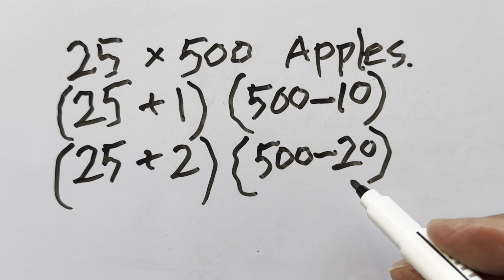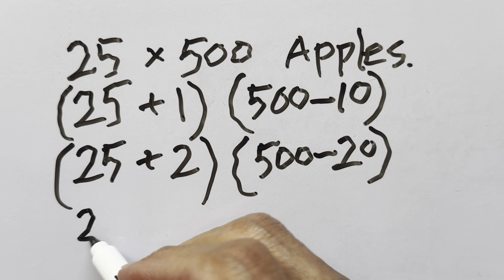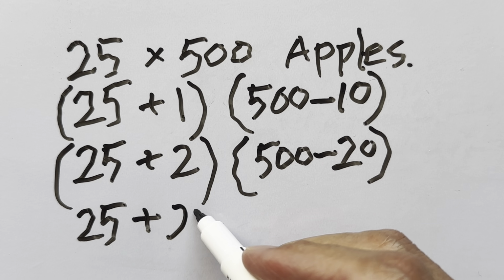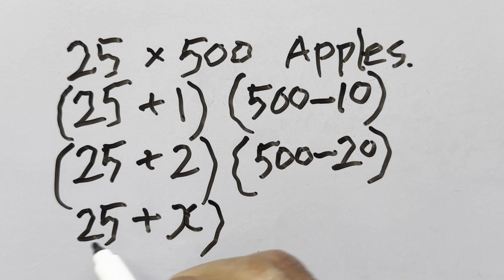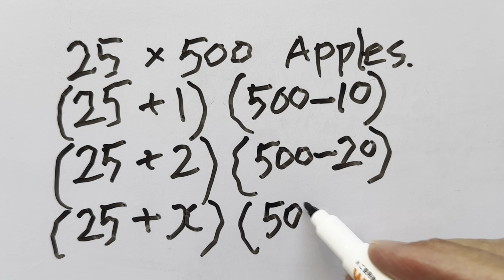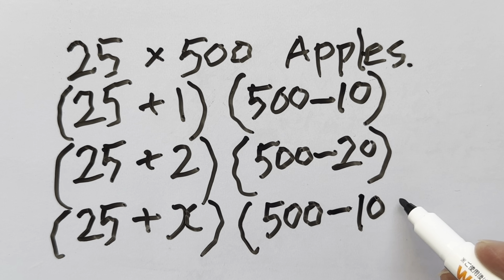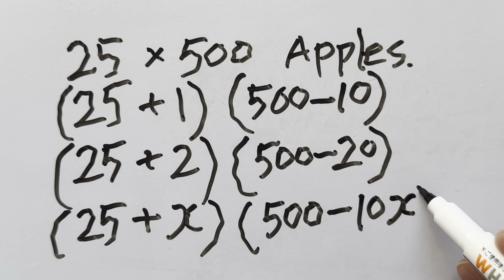We can generalize this. If I add X more trees in addition to 25, then the number of apples produced by each tree will be reduced by 10x. Is that right? So this is the number of apples. Okay, let's read on.